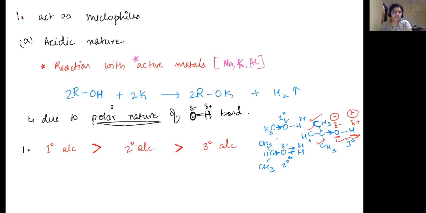Apart from that, then we have acidity of phenols. Now, if you were to compare the acidic nature of alcohol versus phenol, what would you say? Between an alcohol and phenol, which is more acidic? Can you predict? Yes, so phenol is more acidic compared to alcohol.